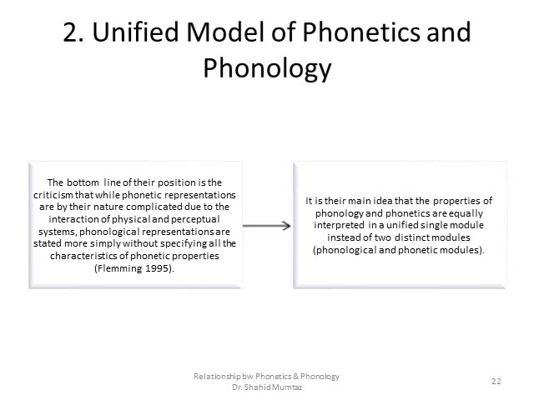The bottom line of their position is the criticism that while phonetic representations are by their nature complicated due to the interaction of physical and perceptual systems, phonological representations are stated more simply without specifying all the characteristics of phonetic properties. Their main idea is that the properties of phonology and phonetics are equally interpreted in a unified single module instead of two distinct modules, phonological and phonetic modules.